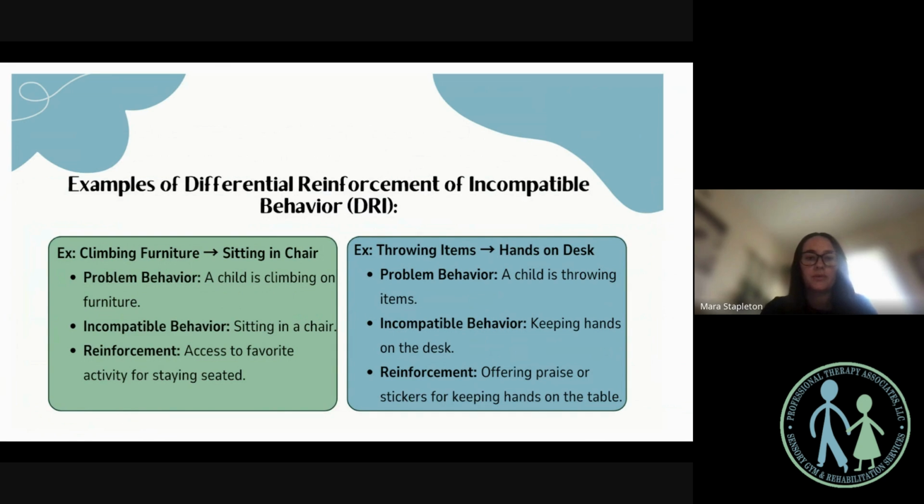Another example would be throwing items, and then the incompatible behavior would be hands on desk. The problem behavior, a child is throwing items. The incompatible behavior, keeping hands on desk. And the reinforcement would be offering praise or stickers for keeping hands on the table.